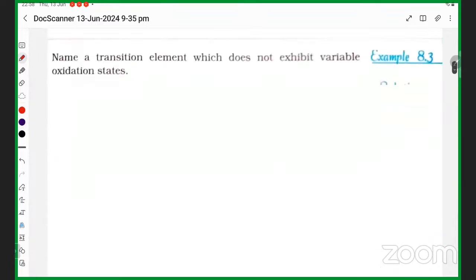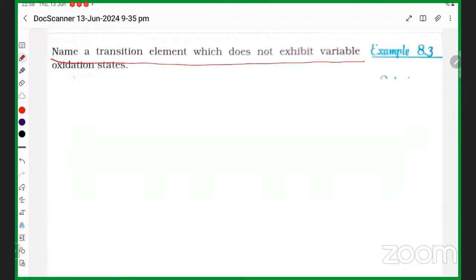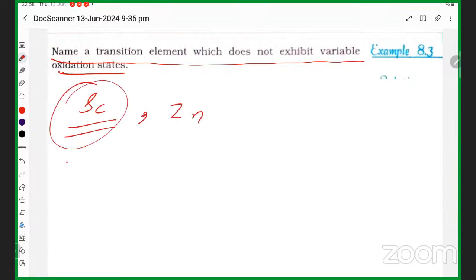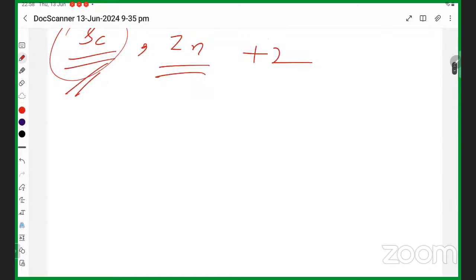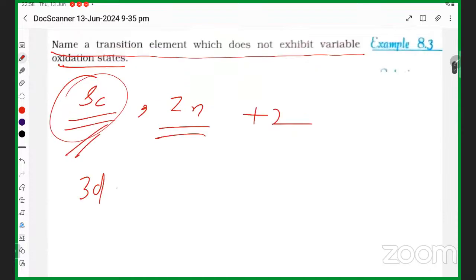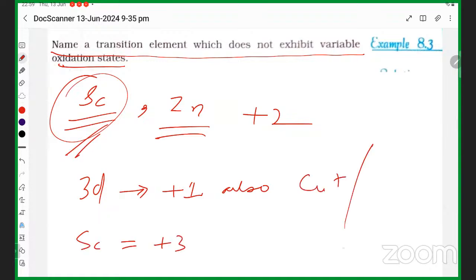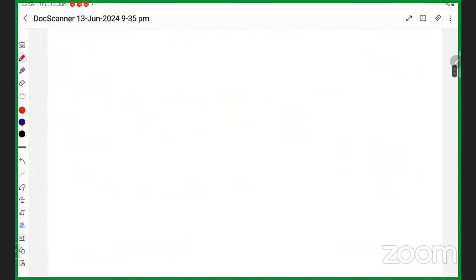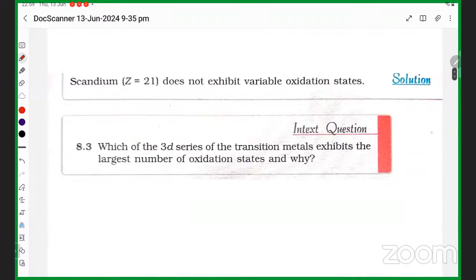Name a transition metal element which does not exhibit variable oxidation state. Sir, scandium and zinc. According to NCERT, only scandium is mentioned, but zinc also represents only +2, right? Which 3d element represents +1 oxidation state? Copper, Cu+, and another is Cu2+. Okay, thank you. So scandium does not show variable oxidation state.